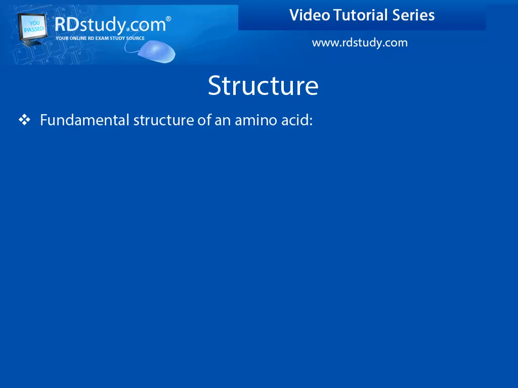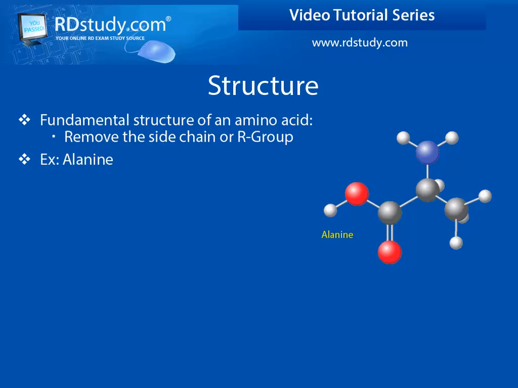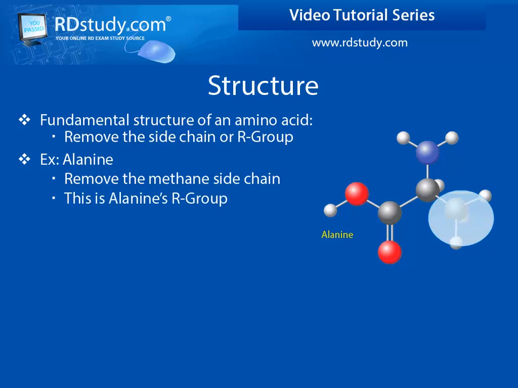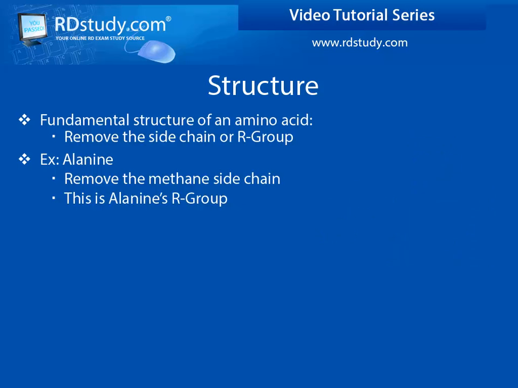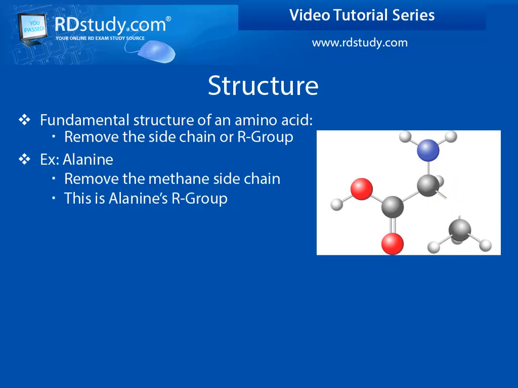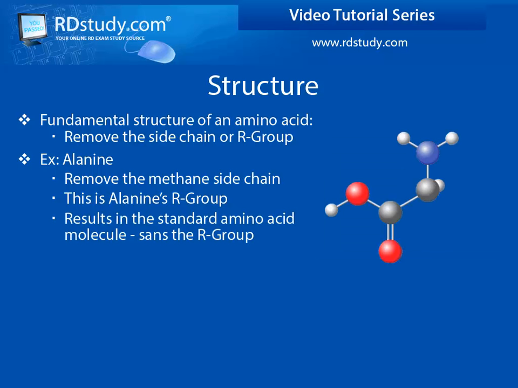To provide an example, we will remove a side chain from an amino acid to show you the basic fundamental structure that we're discussing. This is the amino acid alanine. We need to remove alanine's side chain, or R group, to achieve the fundamental structure of any given amino acid. We will do that now. By cleaving off alanine's R group, which is methane or CH3, the result will be the standard amino acid molecule.